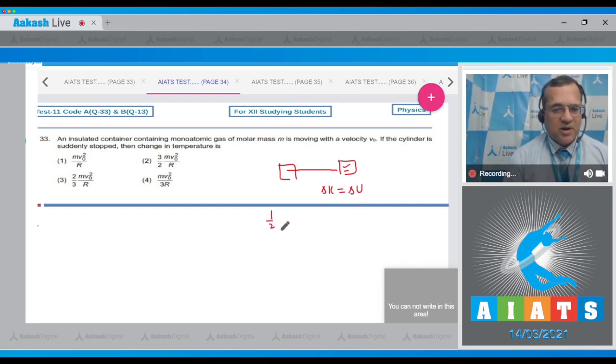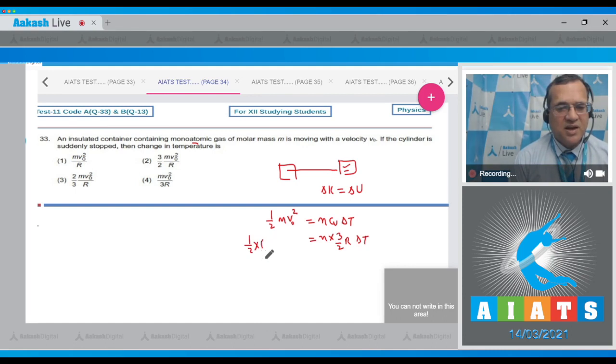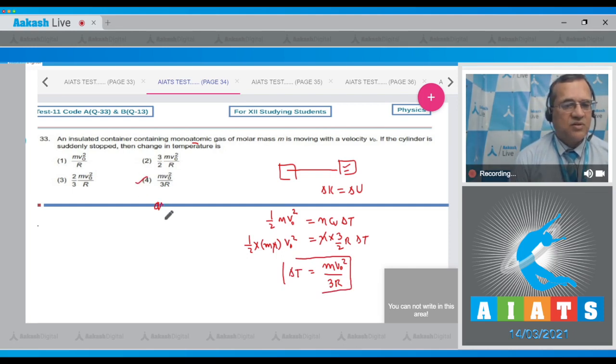The kinetic energy is equal to 1 by 2 the mass of the gas into the velocity of the cylinder, center mass velocity, and that is equal to internal energy, which is equal to n Cv into the temperature change. The gas is monatomic, and for the monatomic gas, Cv for gas is equal to 3 by 2 R into delta T, and this is 1 by 2 the molar mass of the gas, number of mole of the gas, into V naught square. So n cancel with n and half cancel out. Therefore delta T is equal to m V naught square divided by 3 R, the rise in temperature. So the option number 4 is this one.